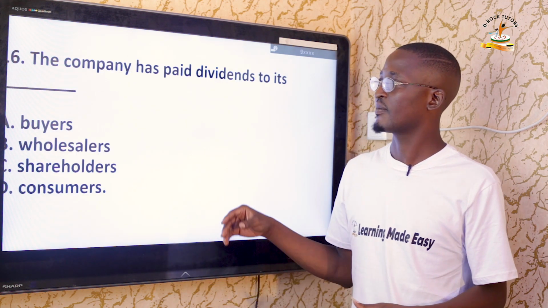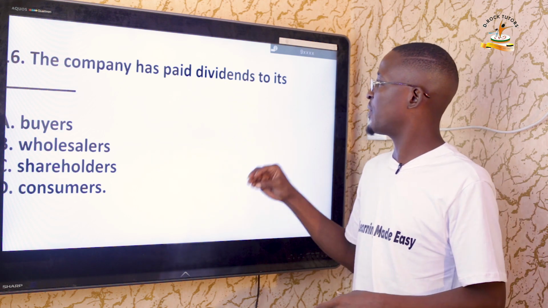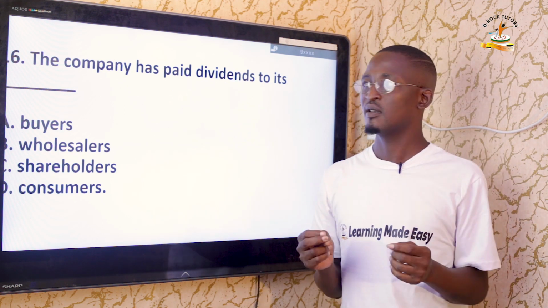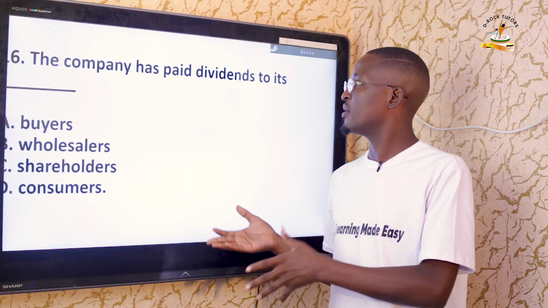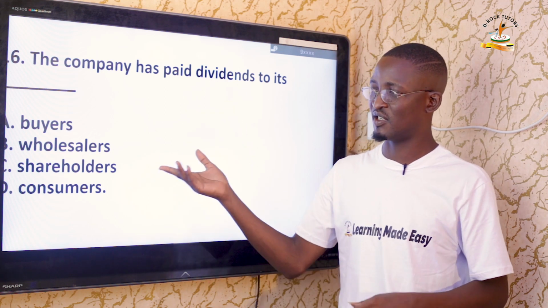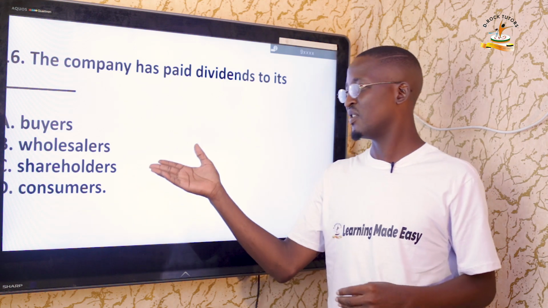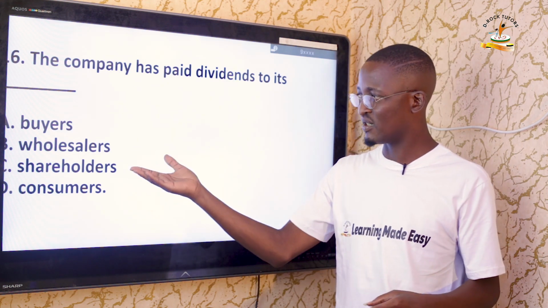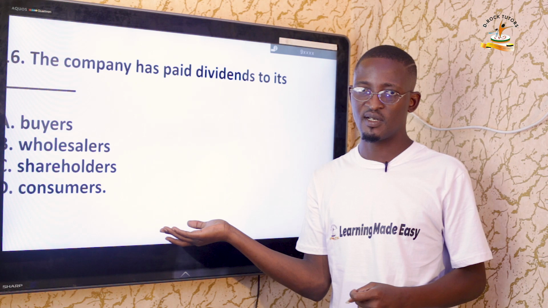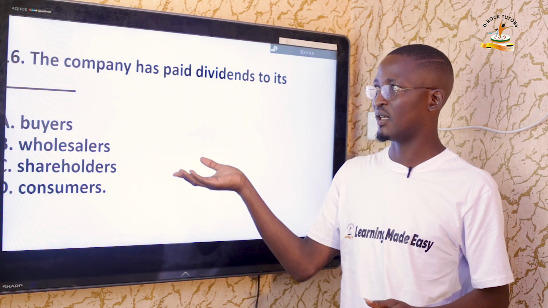Number 16. The company has paid dividends to its staff. To whom should a company pay dividends? And of course, that's the shareholders. So you pay dividends to shareholders and not buyers, wholesalers or consumers. So shareholders, that is option C.